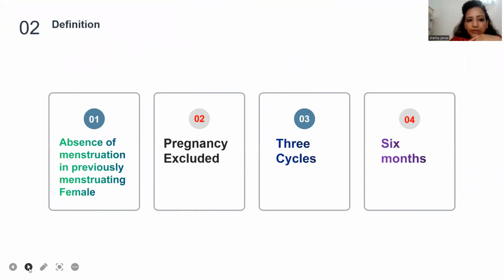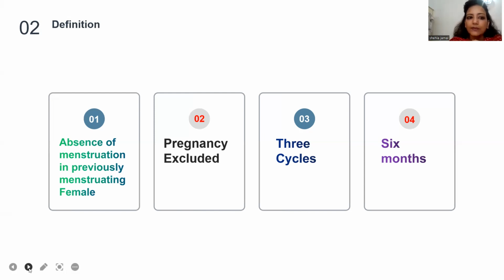So first and foremost is the definition. It is absence of menstruation in a previously menstruating female. It means her hypothalamic, pituitary, ovarian, and uterine axis were all normal, but something has occurred now so that she has stopped menstruating. That is one part. Second is when there is amenorrhea or missed periods, then you have excluded pregnancy. It should be either that her 3 cycles have not come or a total duration of 6 months that she has not menstruated for. So all these things combined together form the perfect definition of secondary amenorrhea.